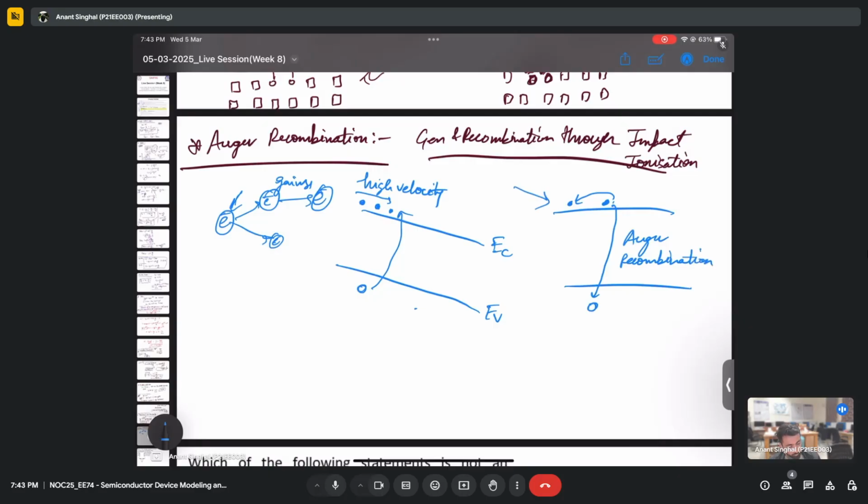This is a better figure to explain. So let's say due to a very high energy, an electron collides with the other electron. So this one will lose energy and this one will gain energy. Once it loses energy, it comes back to the valence band and the recombination happens, and this is what we call the Auger recombination. Make sense? Yes. So these are the two most important recombination and generation processes.